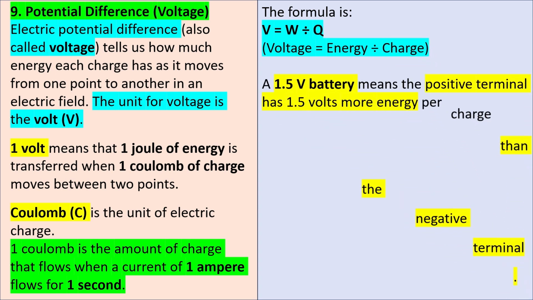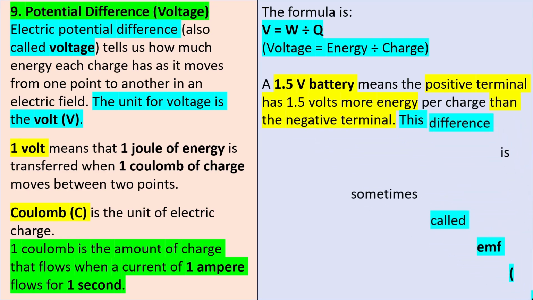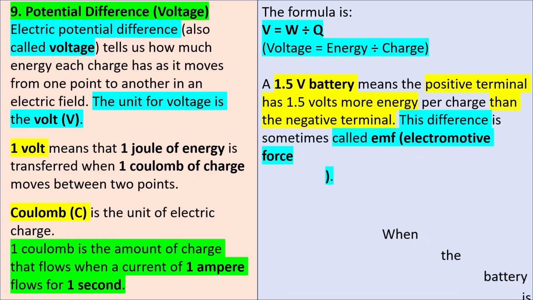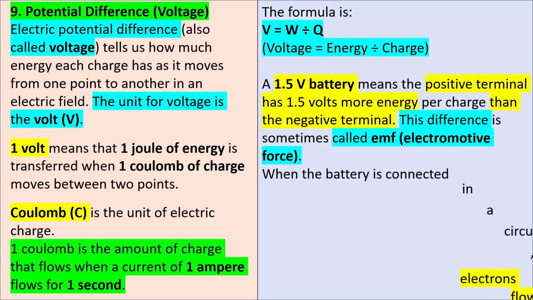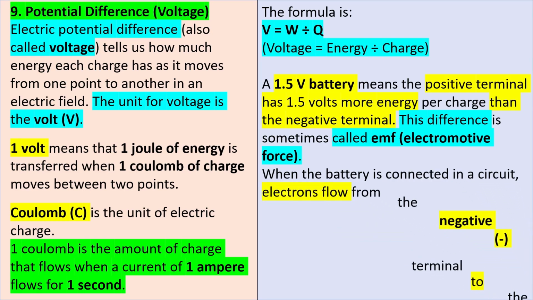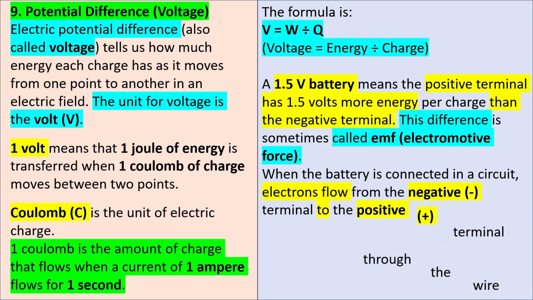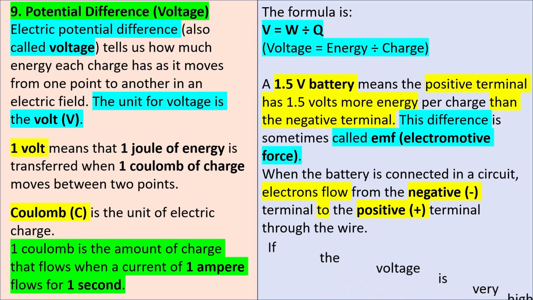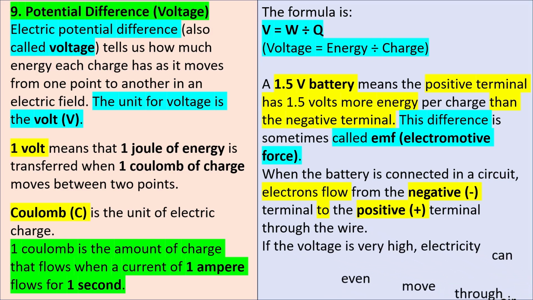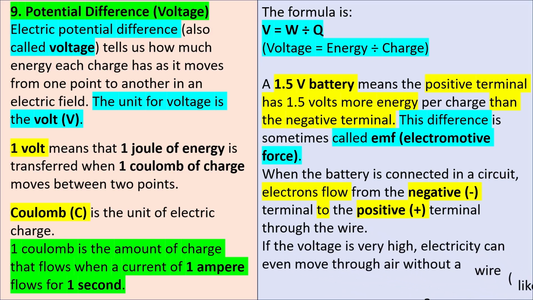A 1.5 volt battery means that the positive terminal has 1.5 volts more energy per charge than the negative terminal. This difference is sometimes called EMF, electromotive force. When the battery is connected to a circuit, electrons flow from the negative terminal to the positive terminal through the wire. If the voltage is very high, electricity can move even through the air without a wire, like a spark or lightning.